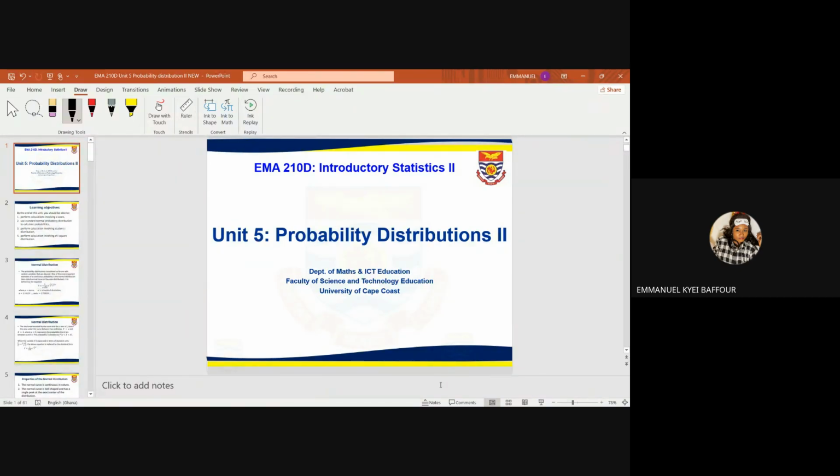Okay. So we want to look at the probability distributions that we started last week. So this is probability distributions 2, where the concentration is going to be on the Z distribution, the student T distribution, and a bit of chi-square. So let's try and see if we can finish the Z distribution and then the T distribution today, so that I'm left with only the chi-square distribution. I'm really tired, but we'll try.